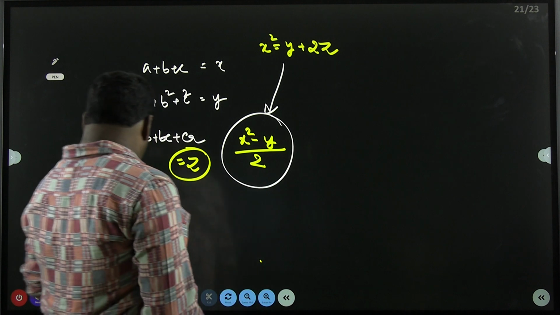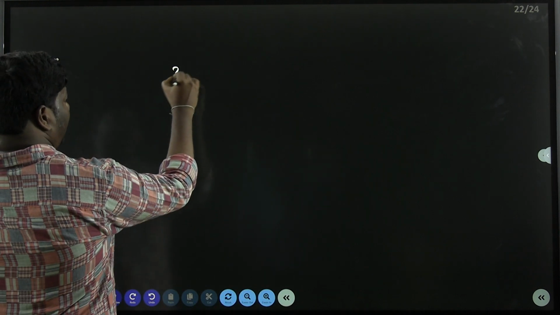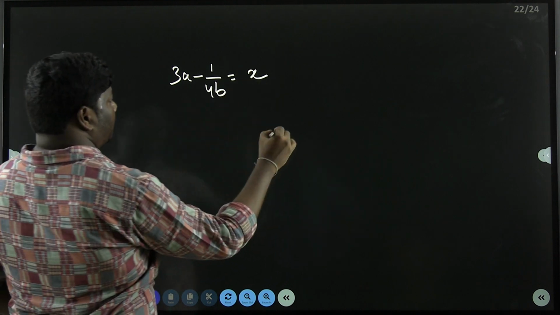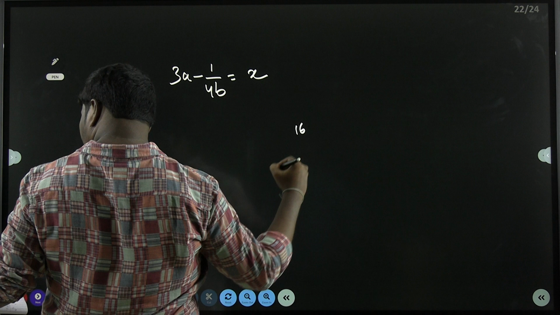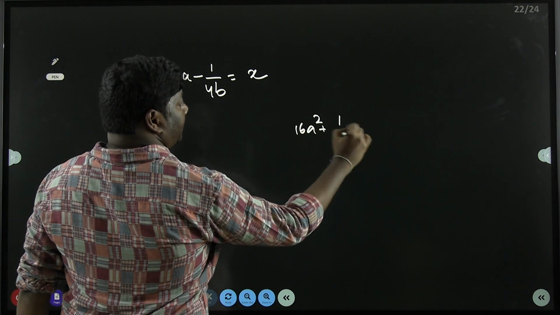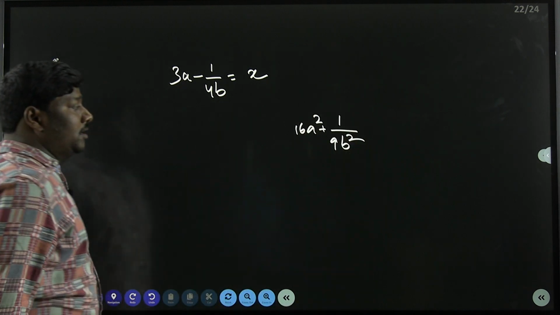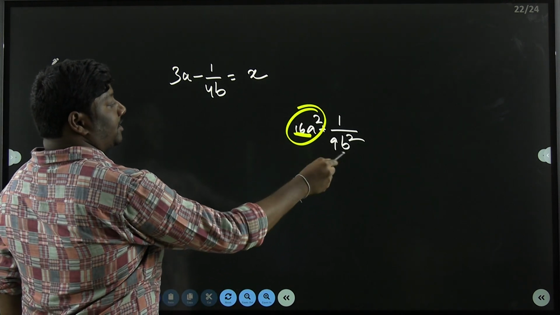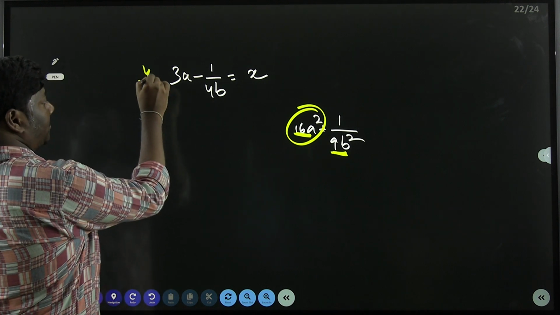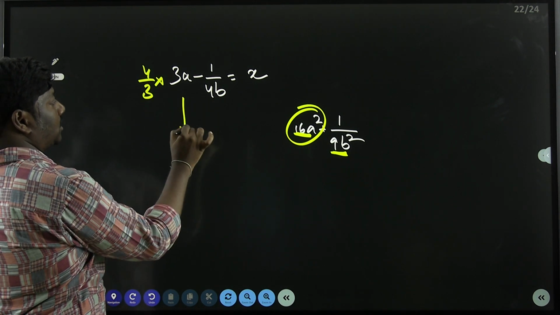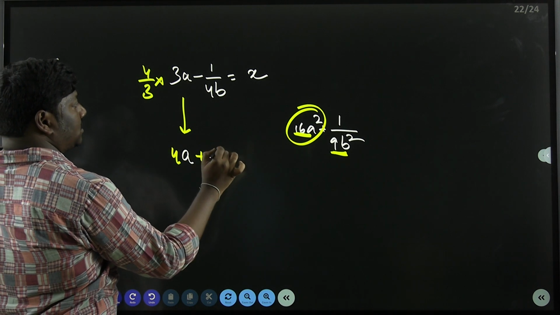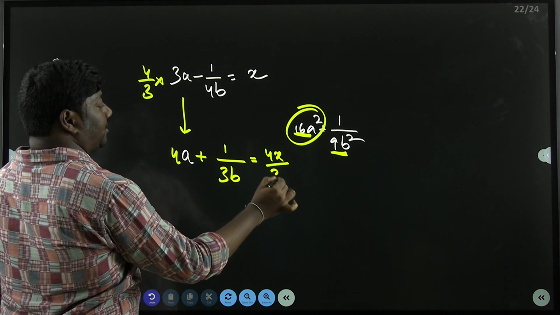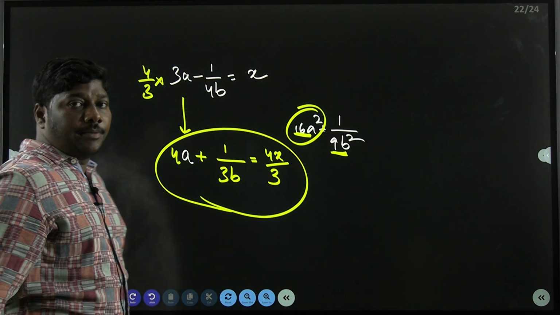Another type is 3a minus 4b is equal to some x value. He is asking you 16a square plus 9b square. 16a square means 4a should be there, 9b square means 3b should be there. So you need to multiply it with 4 by 3 to make it 4a plus 1 by 3b. So you can take it as 4x by 3. Square on both the sides, you can make it simple.